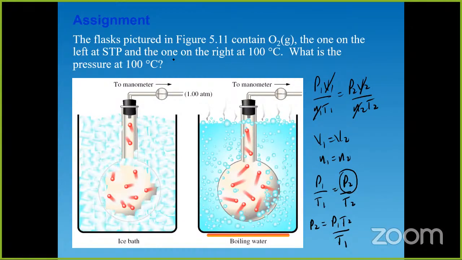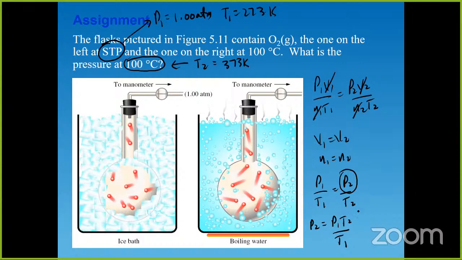So we have to identify the different terms in this equation. Now, remember the question says the one on the left is at STP, right? So in this case here, what that tells you is that P1 is equal to 1 atmosphere. I'm going to put 1.00 atmospheres here. And T1 is equal to 273 Kelvin because those are the STP conditions. And here it says that the second temperature, T2, which must be expressed in Kelvin, is 100 degrees Celsius. So we add 273 to that. So that gives us 373 Kelvin.